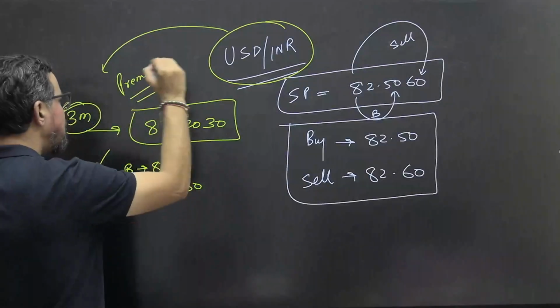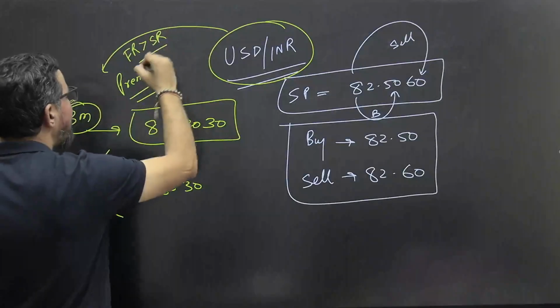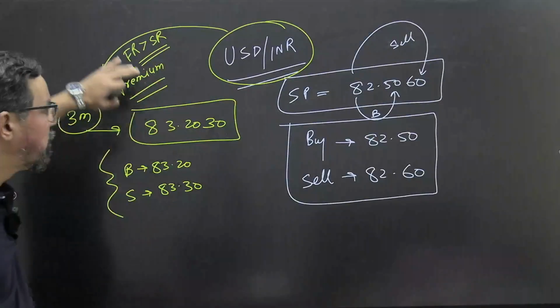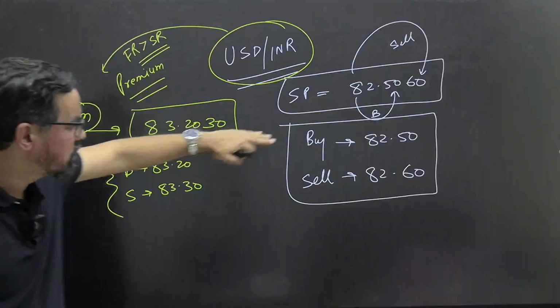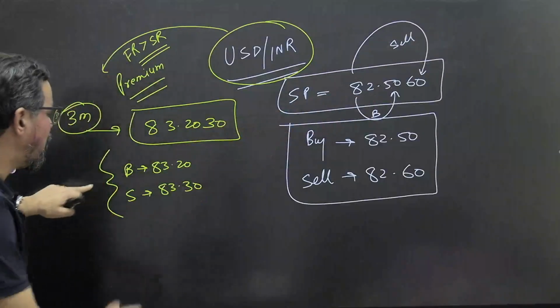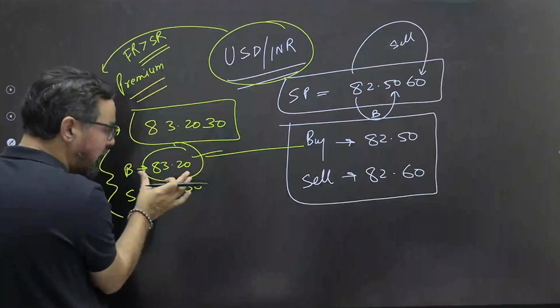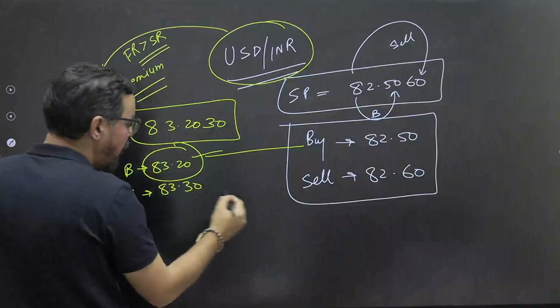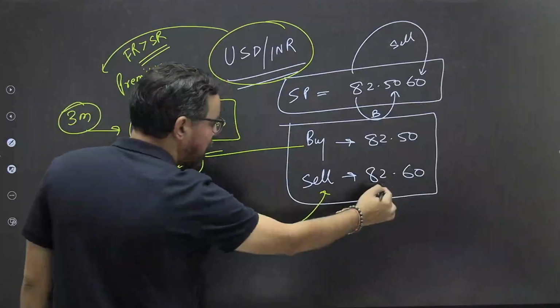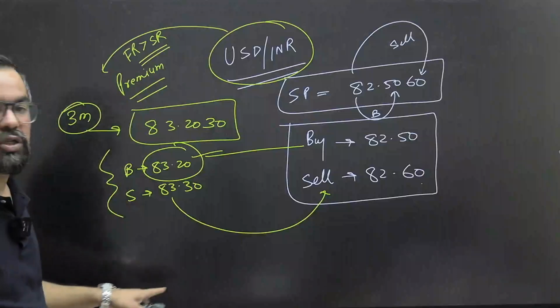Premium means when your forward rate is greater than your spot rate. That is a situation of premium. The forward rate is higher than the spot rate. This is your spot rate, which is 82.50, and your future rate is 83.20. Your sell rate is 82.60 and it is 83.30. This is the situation of premium.